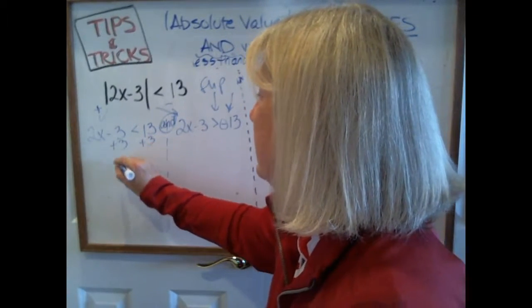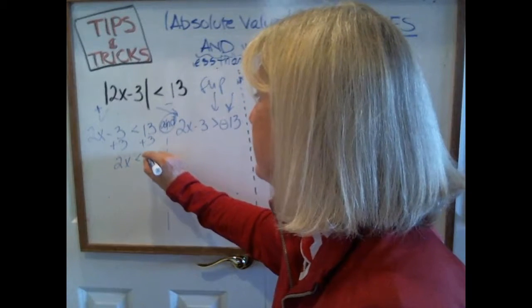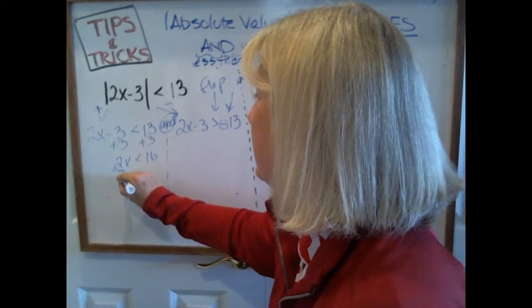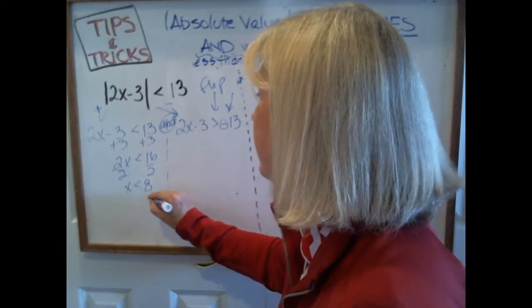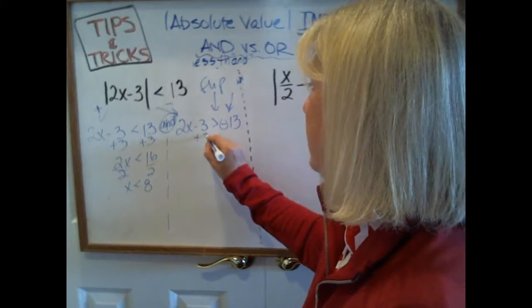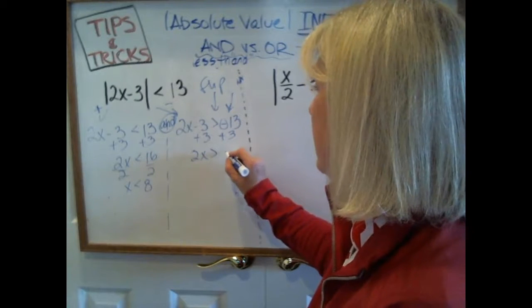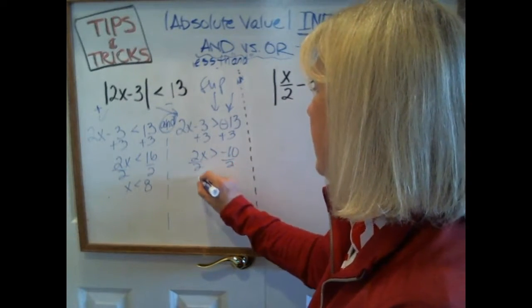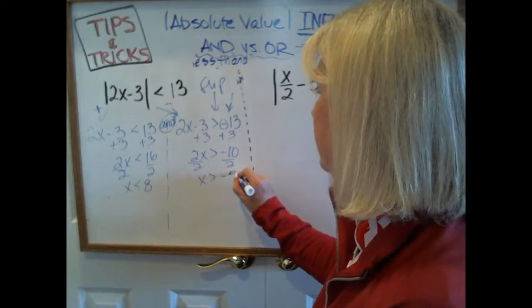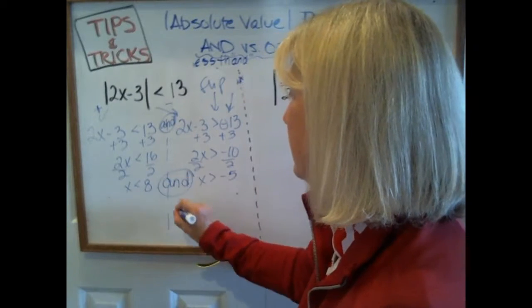So we get 2x is less than 16. Divide by 2. X is less than 8. And over here we're going to add 3. So we get 2x is greater than negative 10. Divide by 2. X is greater than negative 5. And the key word between here again is and.